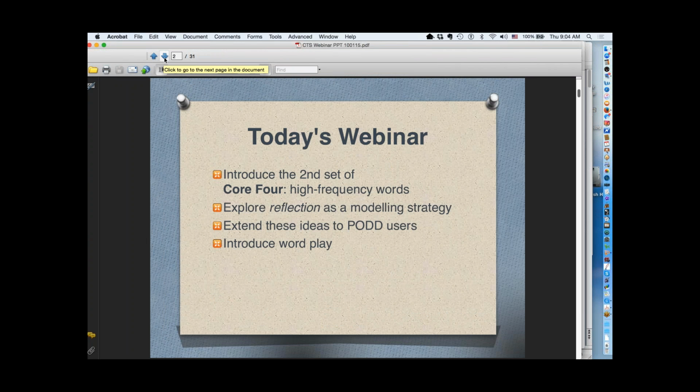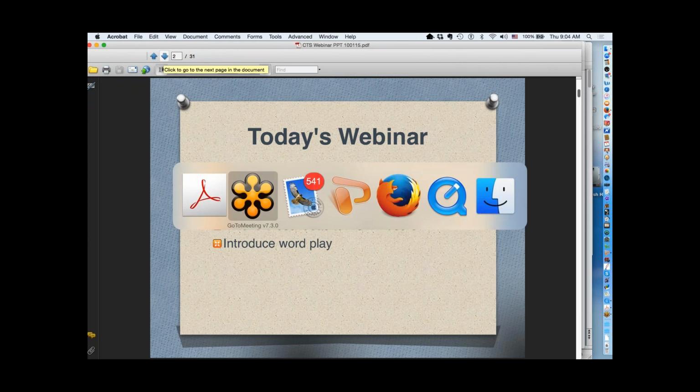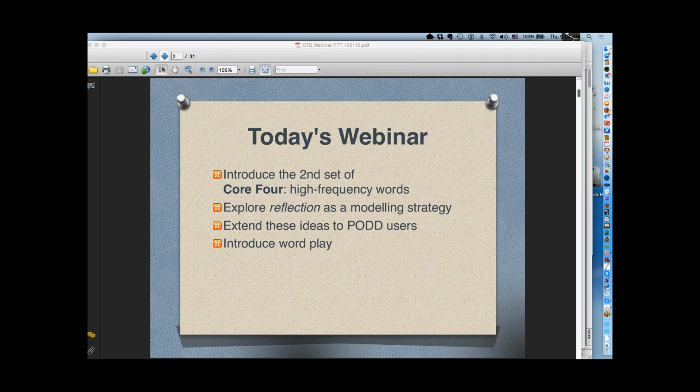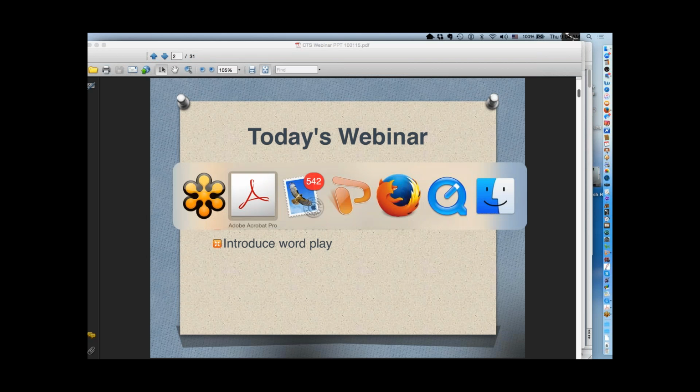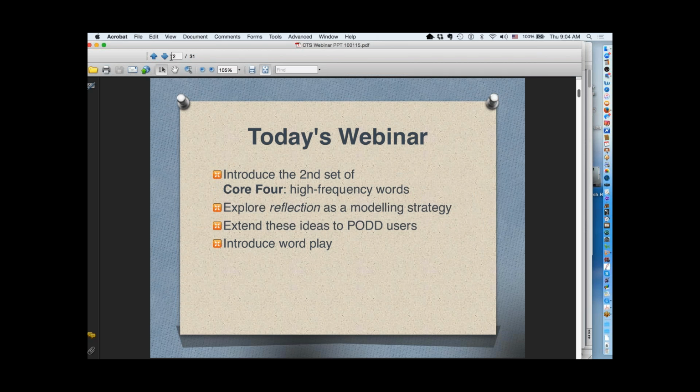I did. Is it showing? Oh, now it is. So today we're going to be doing things. We're going to introduce the second set of Core 4, and you'll remember from 2 weeks ago that the Core 4 are the high-frequency words we're introducing each month, and then over the course of the month we'll expand on how we can use those.